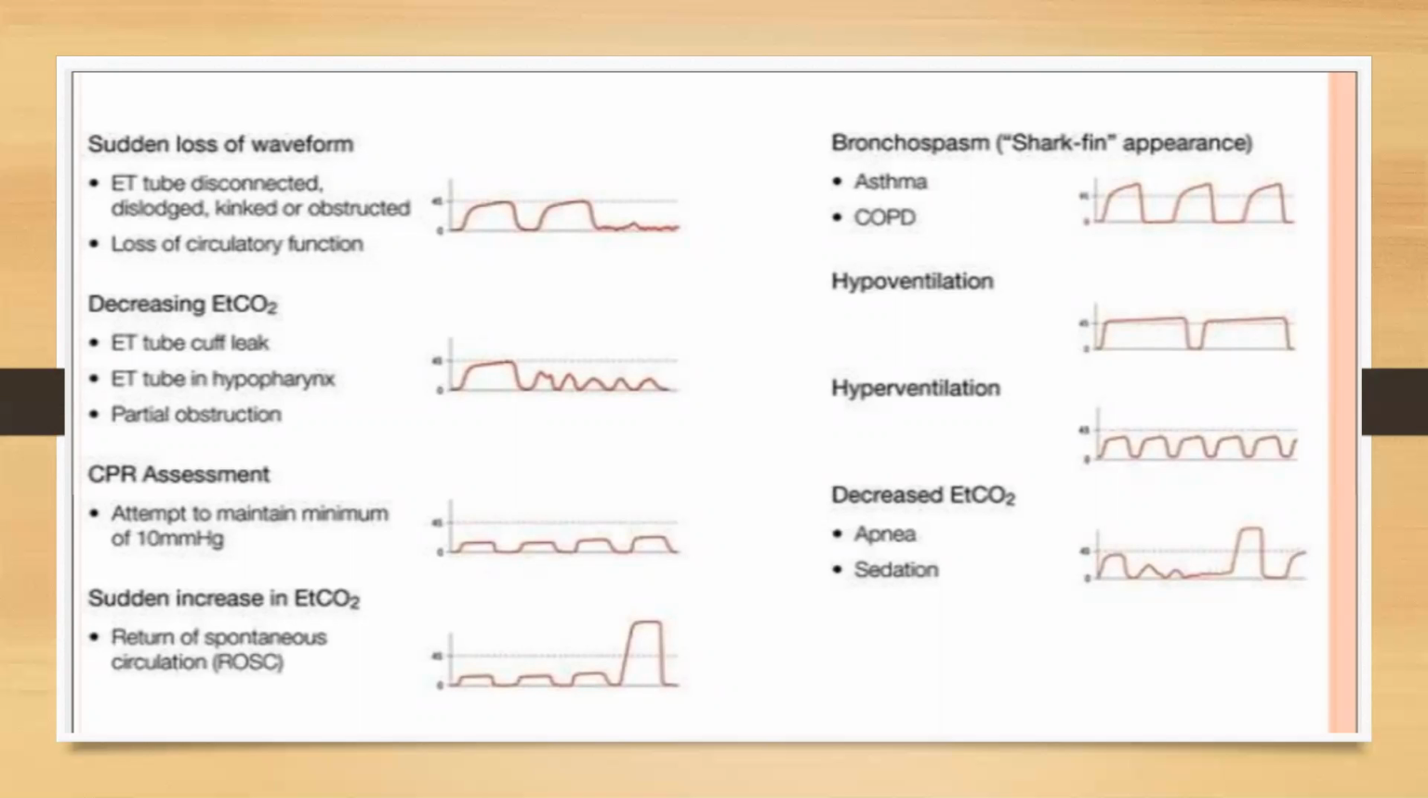The next waveform is suggestive of CPR assessment, to maintain a minimum of 10 mmHg of end-tidal CO2 value. A sudden increase in EtCO2 indicates a return of spontaneous circulation. The next graph, with a shark fin appearance, is seen in bronchospasm. Conditions include asthma and COPD, which means chronic obstructive pulmonary disease.